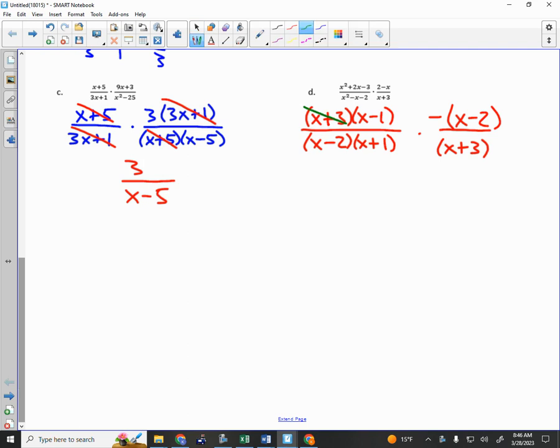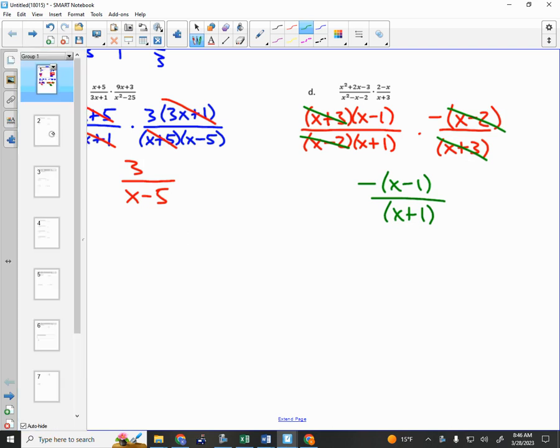Notice how x plus 3 and x plus 3 reduce to 1. And x minus 2 and x minus 2 also reduce to 1. So I'm left with a negative x minus 1 over x plus 1. That's that. All right, let's do the last piece, which is dividing.